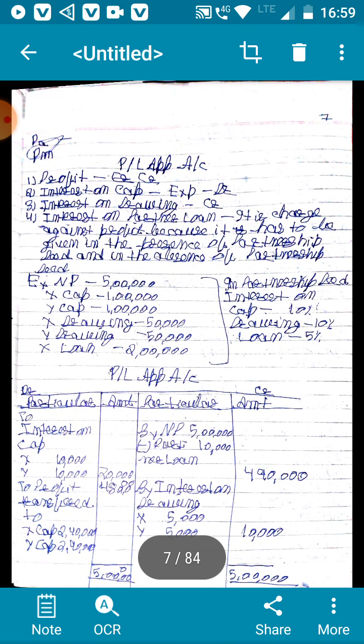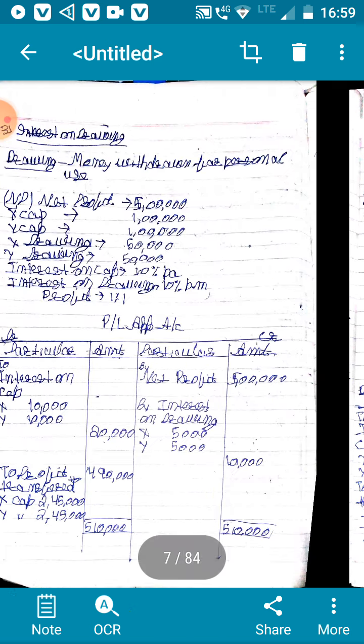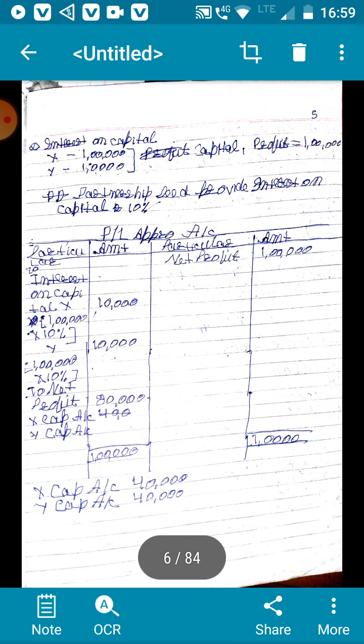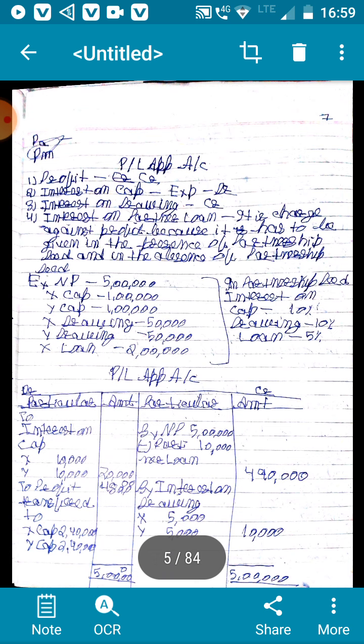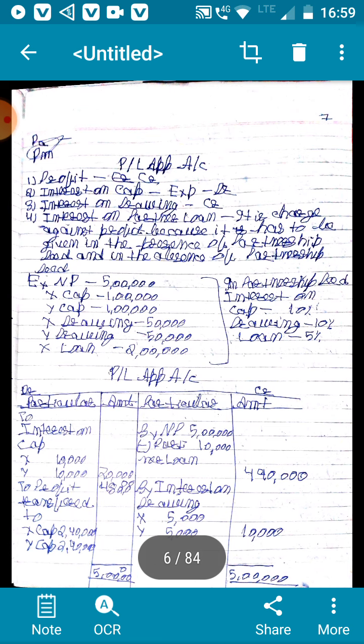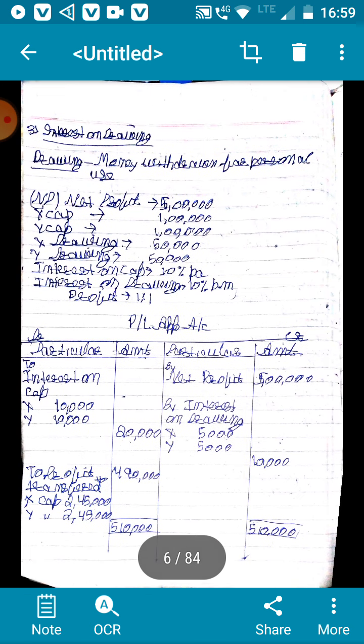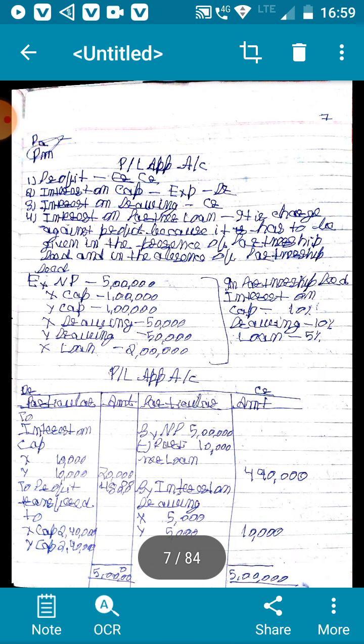Now we have dealt with the treatment of interest on capital and interest on drawings. Now, firstly, interest on drawings.